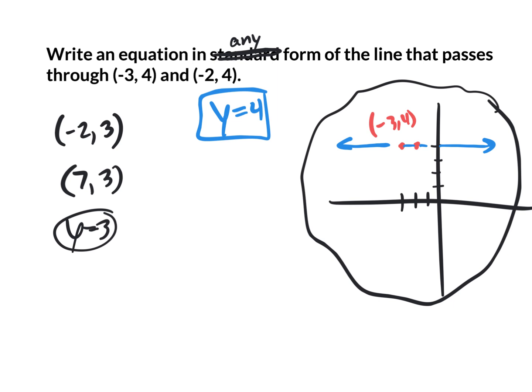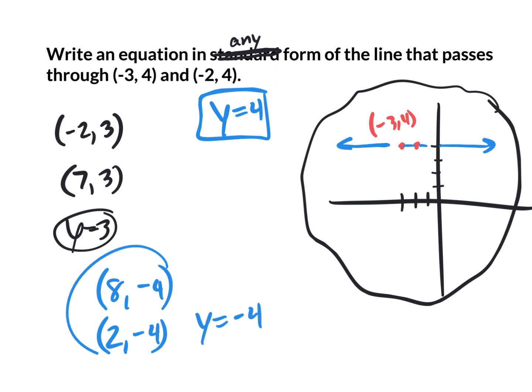What if I had, like, 8, -4, and 2, -4? What's my equation going to be? y equals -4, right? Now you could think of this visually. You go to 8, you go to -4, 1, 2, 3, 4, 5, 6, 7, 8, -4, 1, 2, 3, 4, it's over here. If you go to +2, -4, it's that flat line crossing the y-axis at -4. So it's y equals -4. Make sense? Now, there's no math involved.